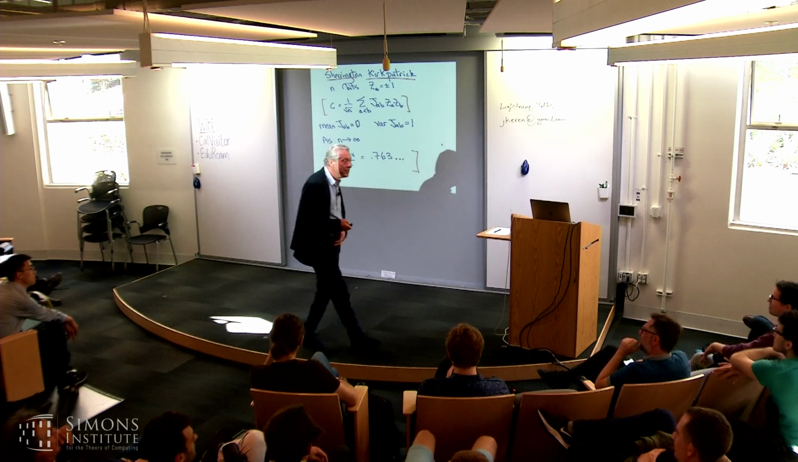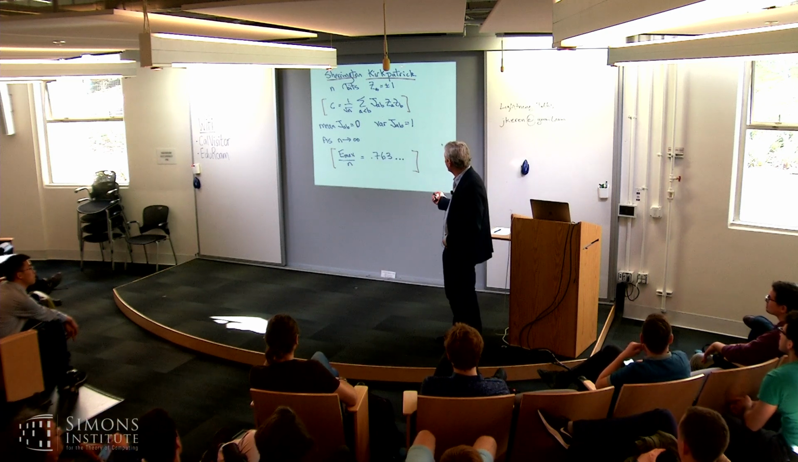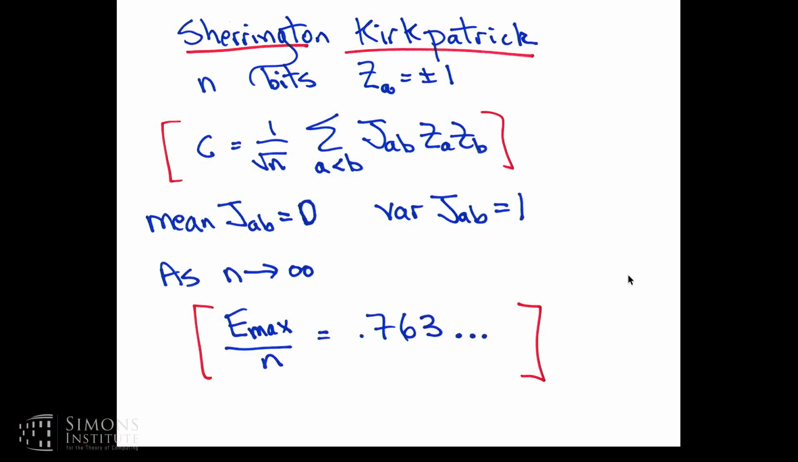All right, so I would like to change the topic, and we're going to talk about a very fascinating model. It's called the Sherrington-Kirkpatrick model. This model was introduced in the 70s, and the way it works is you have n bits, and the variables are now Z_a, which take the value plus or minus 1, and I have a cost function. This is a complete graph. So it's 1 over root n, the sum over a less than b, J_ab Z_a Z_b, with the only thing I really care about being that the mean of J_ab is 0 and the variance of J_ab is 1. It can be any distribution with that property.